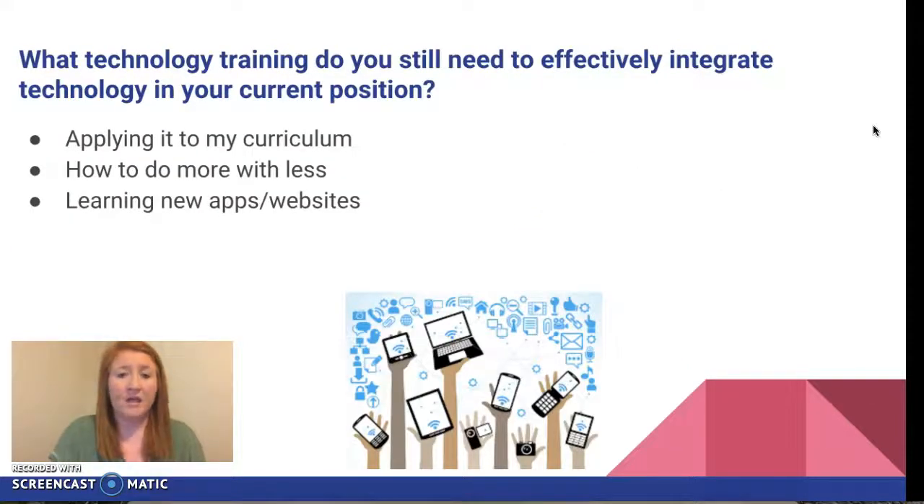Technology training that I still need. I'm a PE teacher, so I don't have a whole lot of technology training. I've taken maybe 2 classes during my undergrad and then this class. So applying it more to my curriculum and getting it more into the gym is definitely something I need to work on.